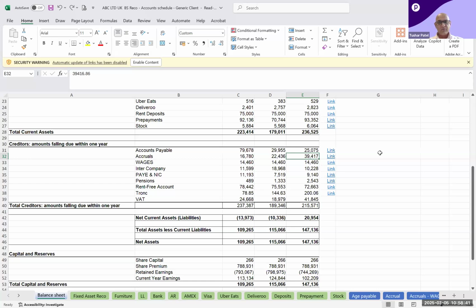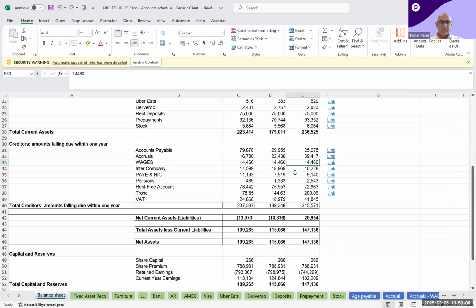The other side of that will go into this accrual schedule, or the accruals line in the balance sheet, and sits there. So these are effectively things that you still owe, very similar to accounts payable, but you've got to accrue for them because you've not received the invoice yet.